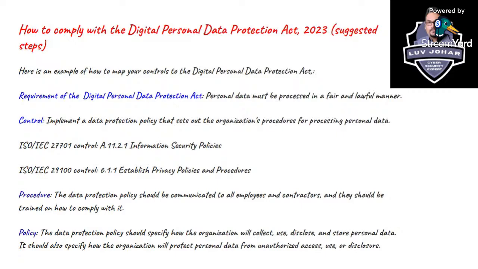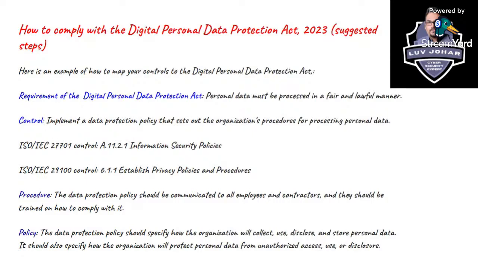As you know, the basic requirement of the Digital Personal Data Protection Act, you all know, is that personal data must be processed in a fair and lawful manner. So in order to do that, you need to implement a control. What should be the control? The control should be to implement a data protection policy that sets out the organization's procedures for processing personal data. Now, if you already have the ISO IEC 27701 control in place, which is A.11.2.1, you must already have the information security policies in place. Similarly, if you have the ISO IEC 29100 control, you must have 6.1.1, established privacy policies and procedures.